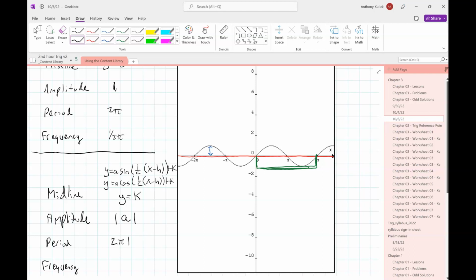So the period is going to be 2 pi times the absolute value of C. Why are we putting the absolute value there? To make sure that it's positive, because the period is a distance, so it needs to be a positive number. And if the frequency is just 1 over the period, then we have just 1 over 2 pi C.